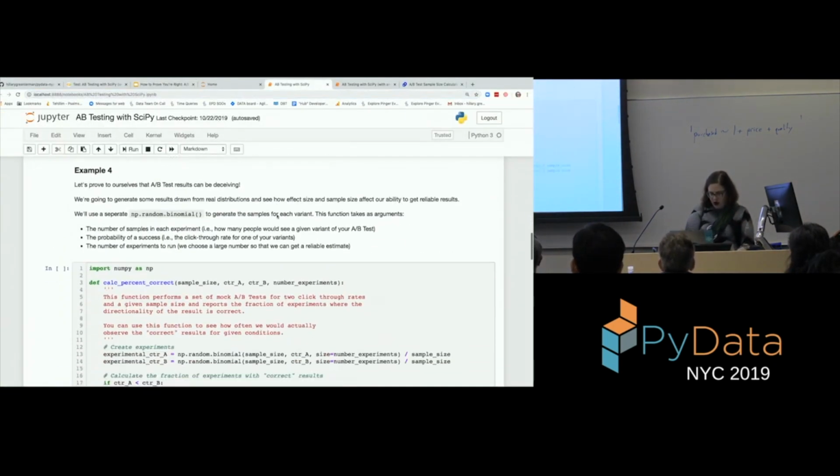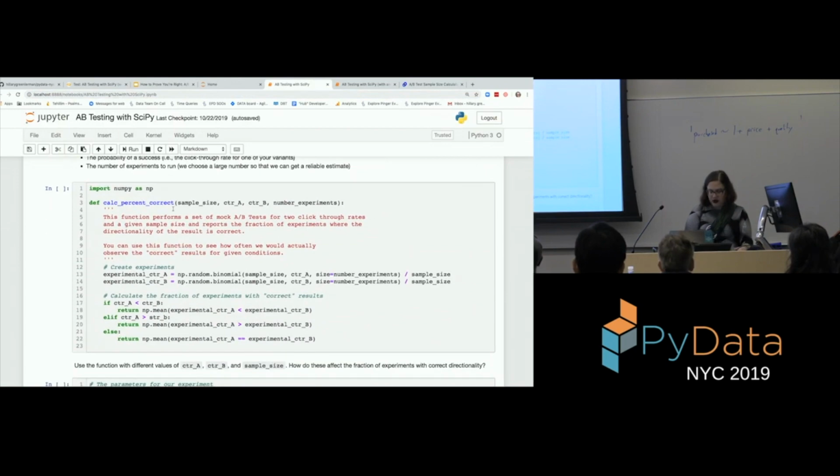So for example four, I've created a function for you called calc%correct. So what this function is gonna do is you're gonna give it a sample size, so that's how many people were shown variant A or variant B. And then the real click-through rates for variant A and variant B. So the rates that we would see if we observed infinite people, if our sample size was, you know, millions and millions.